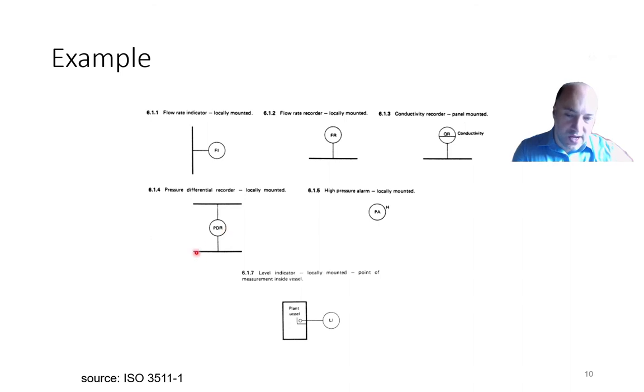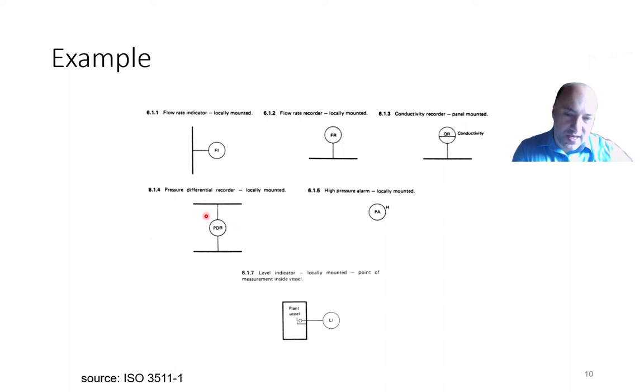So we can see, okay, this is a pipe. This is a pipe. And I need to measure the pressure difference between the two pipes. So I measure pressure, difference, and I record it. And this is locally mounted, so I will have the info locally. I do not transmit it anywhere to a control system. I will see this pressure difference on the display locally where it is mounted.